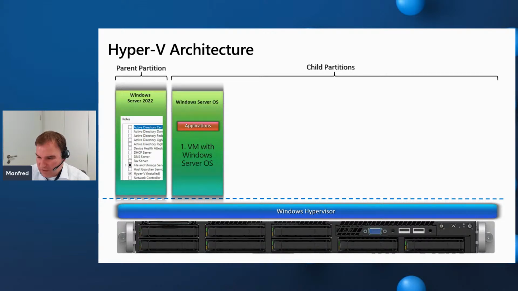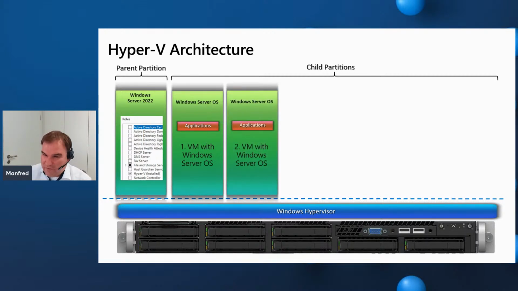Essentials includes the usage rights for a maximum of 10 cores. So important is that the server can have a maximum of 10 cores. It can have more cores, but then we are not licensed correctly. So maximum 10 cores, maximum 25 users, 50 devices, and one virtual usage right. One virtual usage right means one child partition with Windows Server operating system installed.